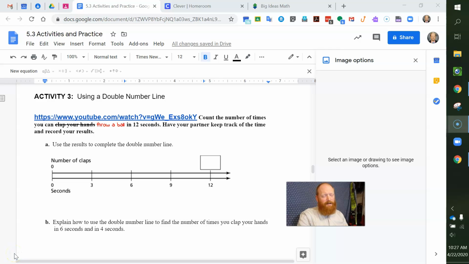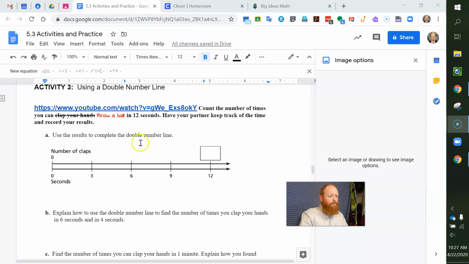All right, so we're back for activity 3 here. It says using a double number line. Then it gives us this YouTube link, and it says count the number of times you can clap your hands. But clap your hands is throw a ball. Count the number of times you can throw a ball in 12 seconds. Have your partner keep track of the time and record your results. These results complete the double number line. Okay, well, let's go ahead and see what this does here.